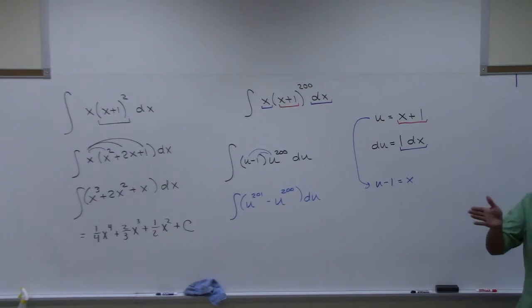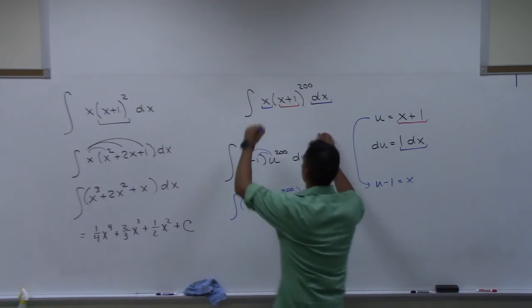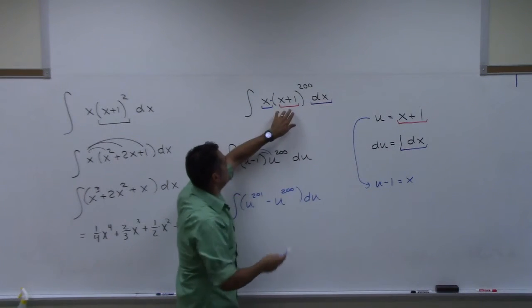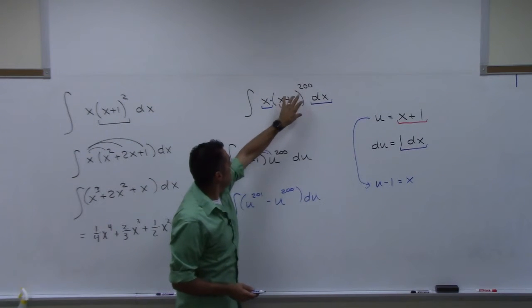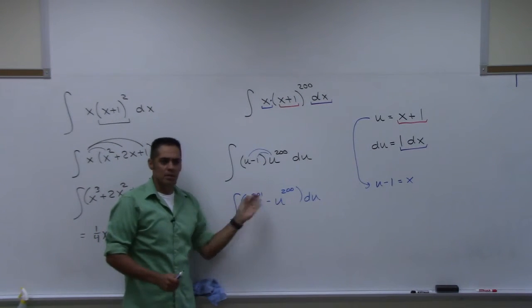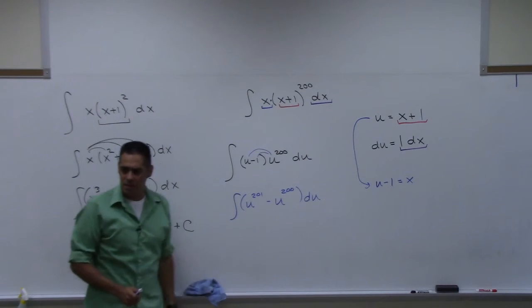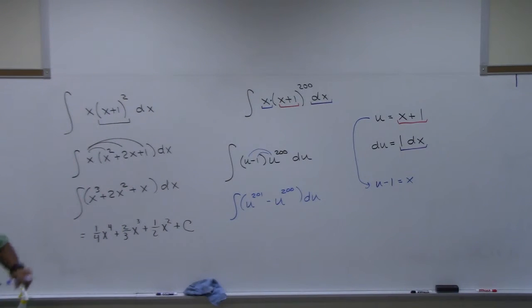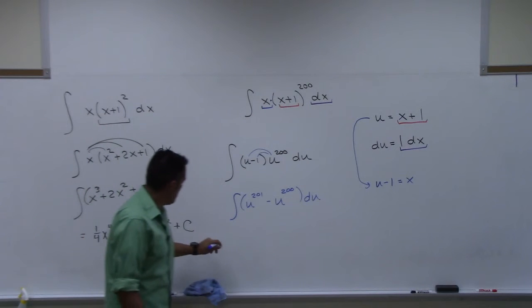And what you've done is you've split it up now. Instead of having this product here, where you have this big thing to the 200th power that you didn't want to expand, you've somehow rewritten it in a way that it's just something minus something. You can take the antiderivatives of these each individually. I need to stop after this one.